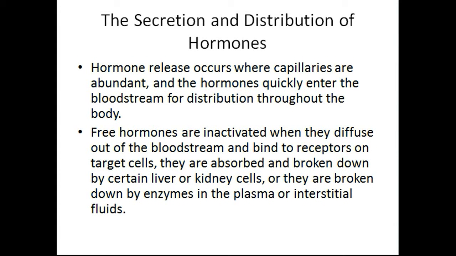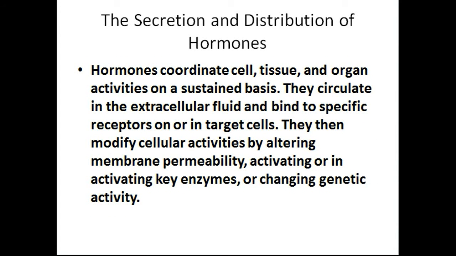The secretion and distribution. Hormone release occurs where capillaries are abundant and the hormones quickly enter the bloodstream for distribution throughout the body. Free hormones are inactivated when they diffuse out of the bloodstream and bind to receptors on target cells. They are absorbed and broken down by certain liver or kidney cells, or they are broken down by enzymes in the plasma or interstitial fluids. Key note.